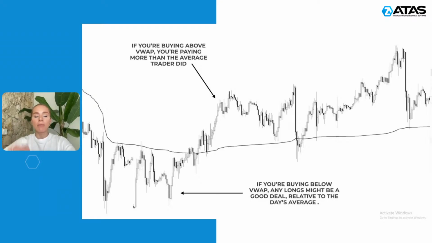If you are buying above VWAP though, as a trader, you are paying more than the average trader did, which is not always a great feeling and definitely not always the best idea. Conversely, if the price is below VWAP, it implies that sellers were in control and many longs might be a good deal right now because it is lower than the average market price. Okay, so relative to the day's average, essentially.